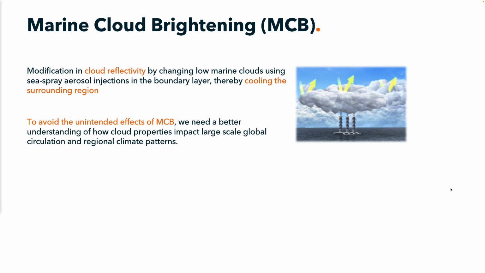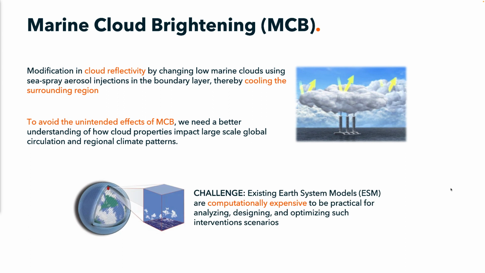Because of climate teleconnections, an MCB experiment on a particular region can have unintended effects in different parts of the globe. And designing such an intervention technique with conventional Earth system models, or ESM models, is computationally expensive because it requires testing out different design and hypothesis intervention scenarios. And it takes a lot of time to run these expensive simulation models.